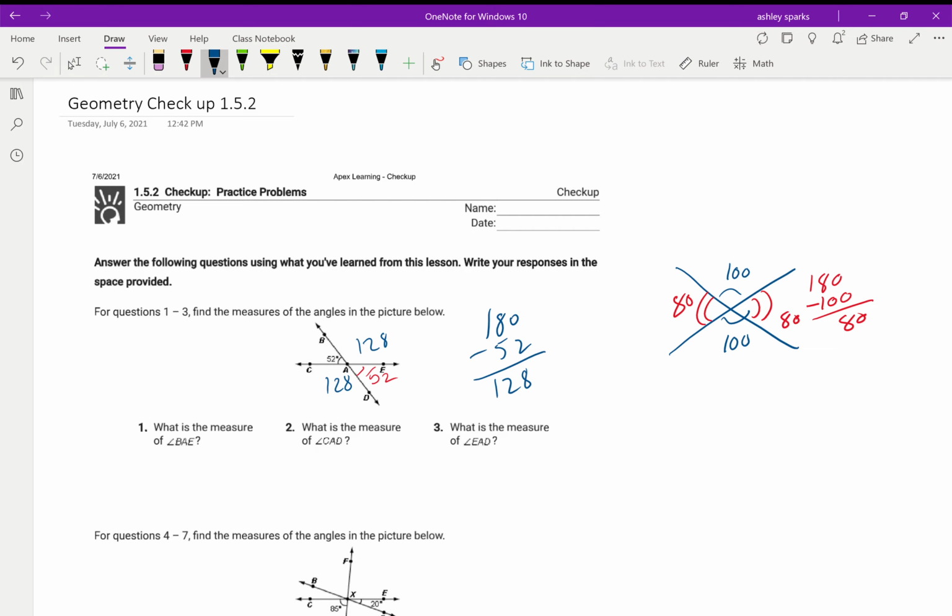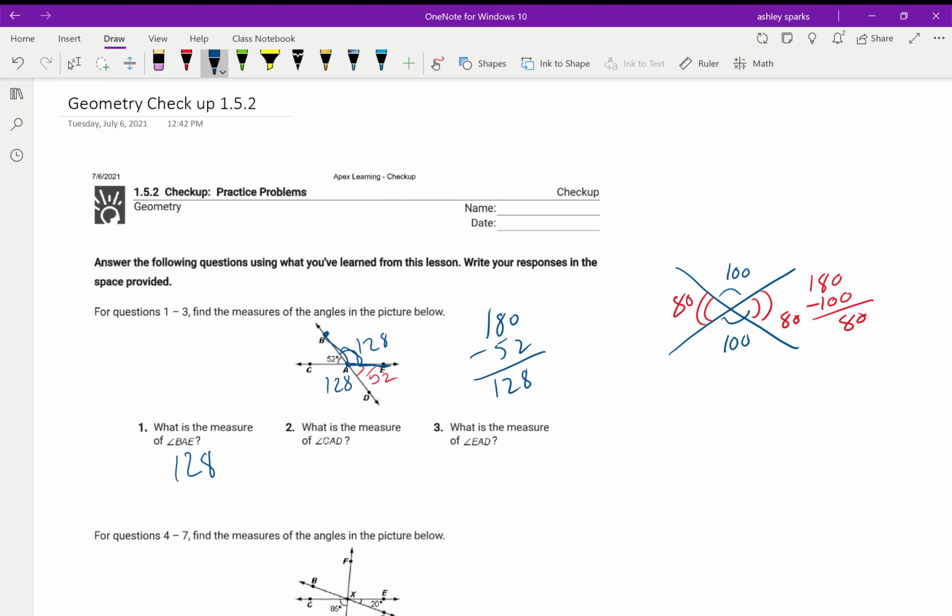Remember, when you're reading angle measurements, read them in order. So this first one is asking about what is the measure of B, which is all the way up here, A, which is in the middle here, E. So that is this angle over here. Well, we've already measured that. That's 128.